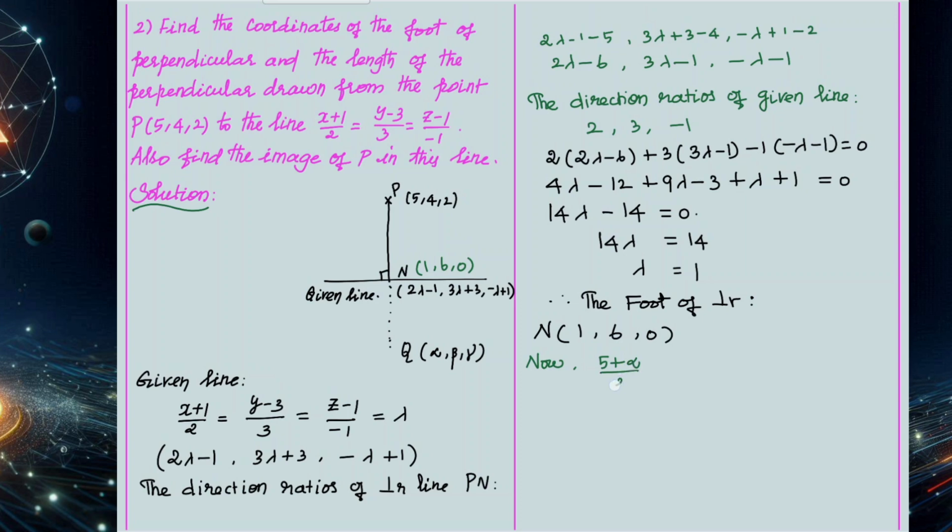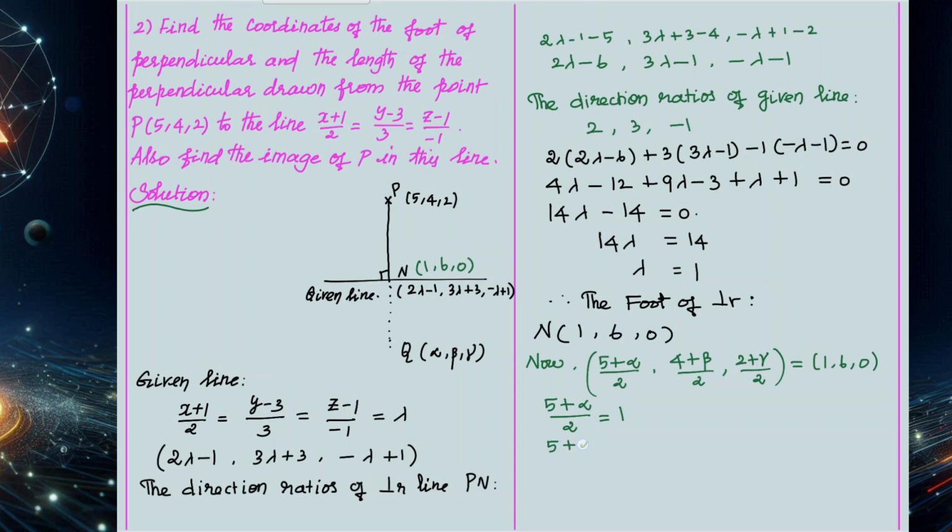Now Q is the image of the given point P. By using the midpoint formula, (5 plus alpha)/2, (4 plus beta)/2, (2 plus gamma)/2 is the midpoint of P and Q, which is equal to N. What is N? 1, 6, 0. So the midpoint of P and Q is equal to N.